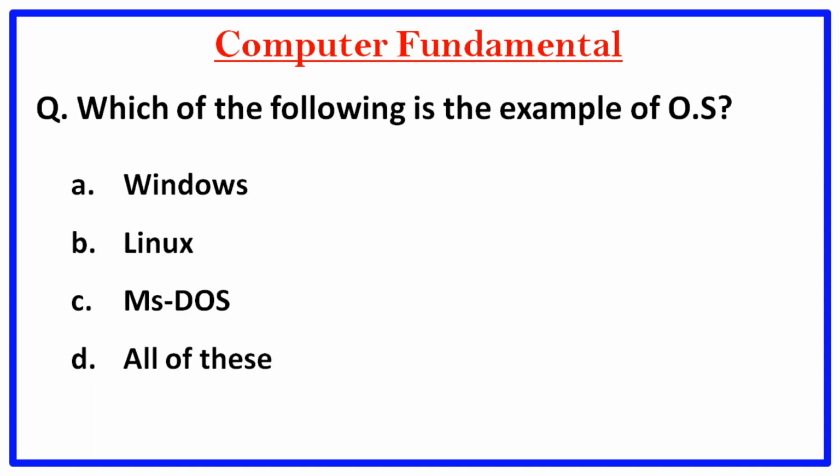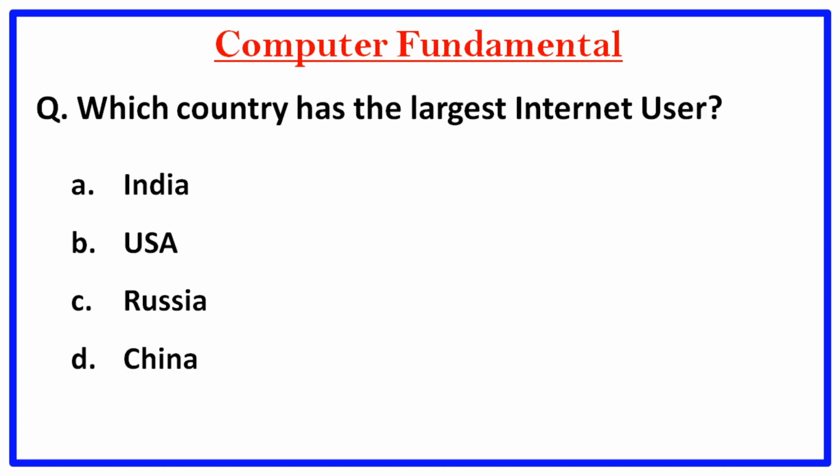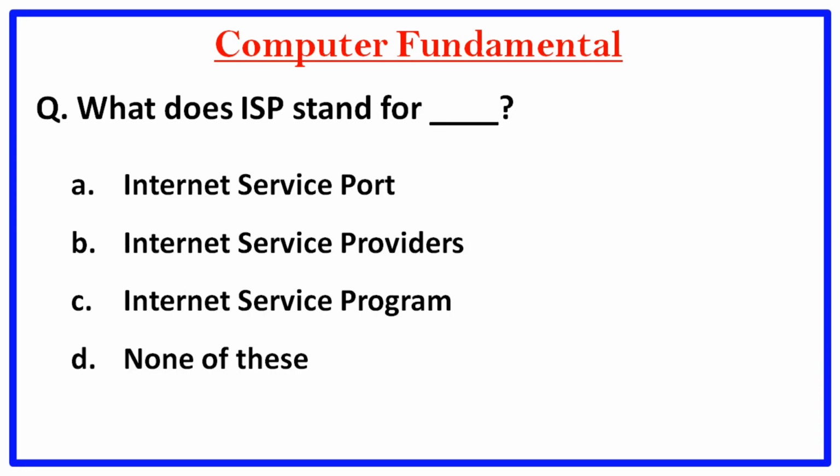Next question, which of the following is the examples of operating system? Options A, Windows, B, Linux, C, MS-DOS, D, all of these. Right answer is options D, all of these. Next question, which country has the largest internet user? Right answer is China. Next question, what does ISP stand for dash? Right answer is Internet Service Provider.